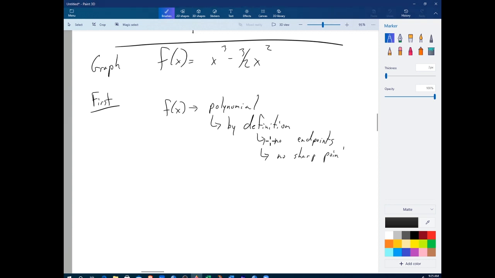So those are two things that we did cover last time that we don't have to worry about on this problem, but we will have to on future problems. So I'm going to make a note of that before I even get started with this first derivative test. All polynomials follow this. There are no endpoints, no sharp points ever on a polynomial.